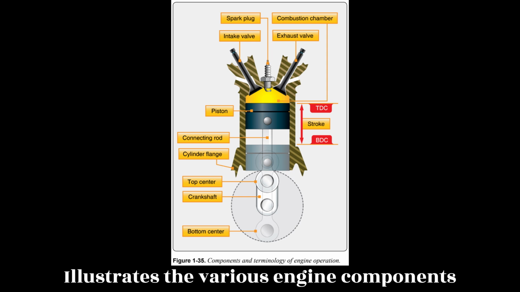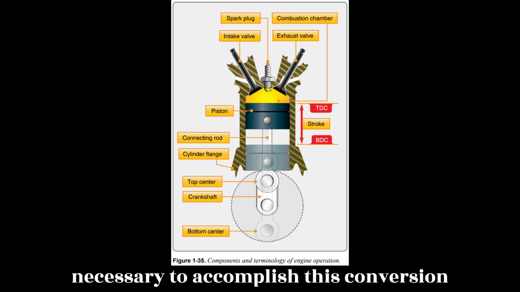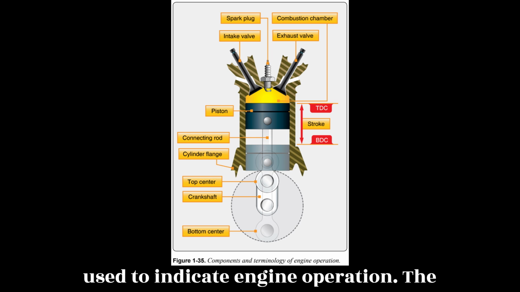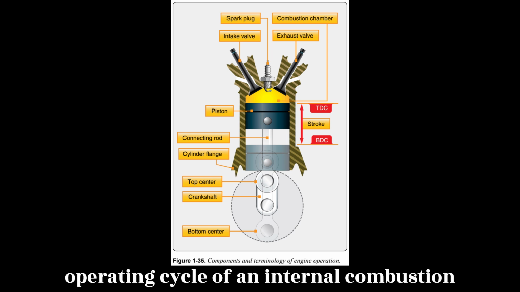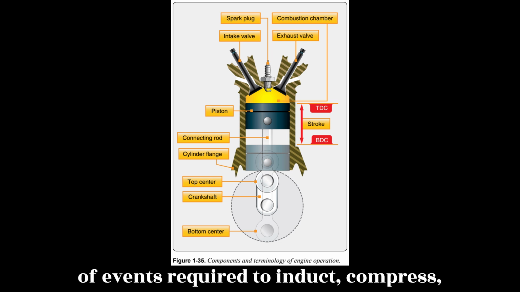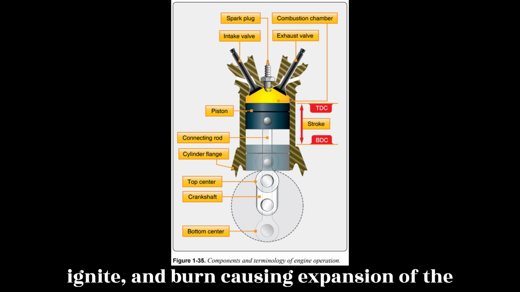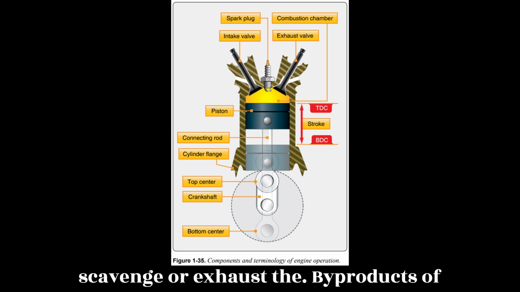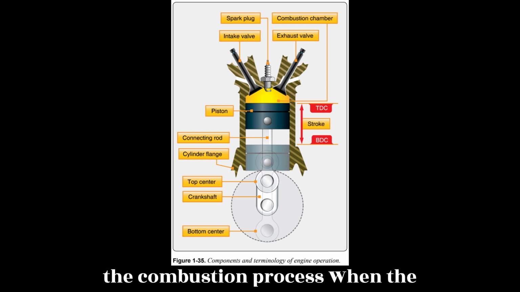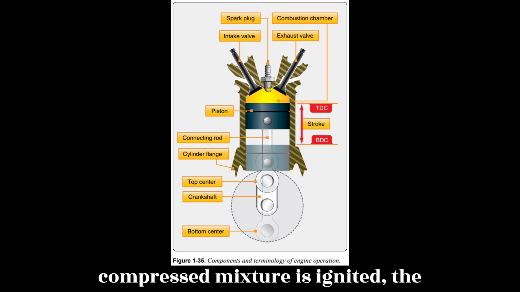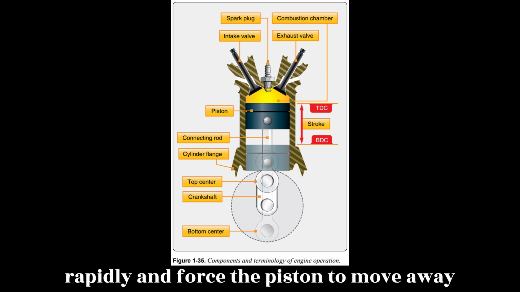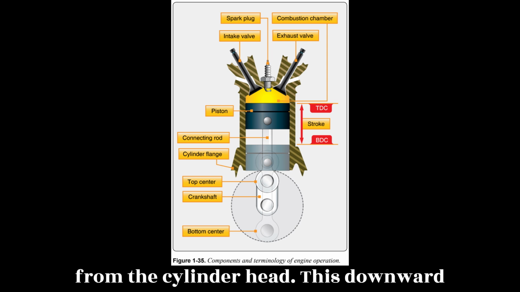illustrates the various engine components necessary to accomplish this conversion and also presents the principal terms used to indicate engine operation. The operating cycle of an internal combustion reciprocating engine includes the series of events required to induct, compress, ignite, and burn, causing expansion of the air-fuel charge in the cylinder and to scavenge or exhaust the byproducts of the combustion process. When the compressed mixture is ignited, the resultant gases of combustion expand very rapidly and force the piston to move away from the cylinder head.